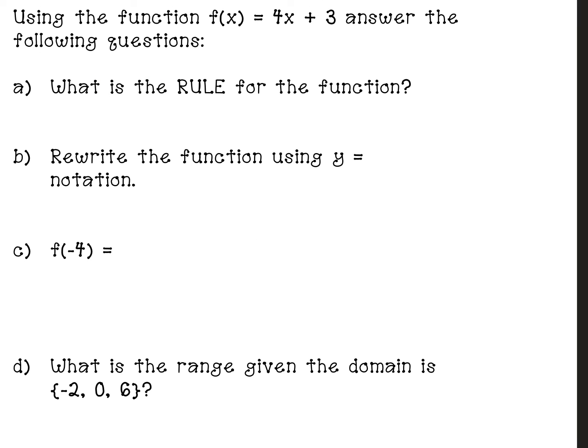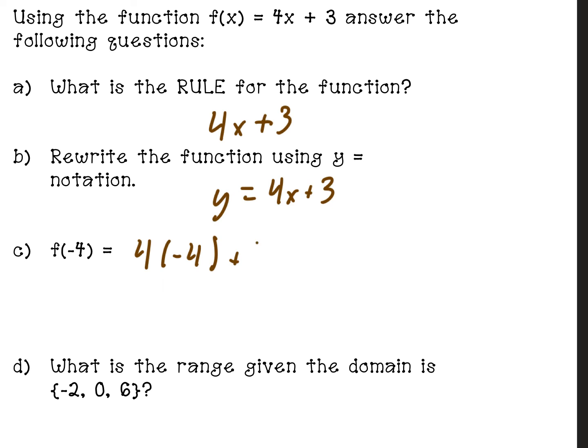So, the rule of this function, f of x equals 4x plus 3, is just 4x plus 3. If we want to rewrite the function using y equals notation, we will need to replace f of x with y. So y equals 4x plus 3. F of negative 4 is just the function with x replaced with negative 4. So 4 times negative 4 is negative 16, plus 3 is negative 13.